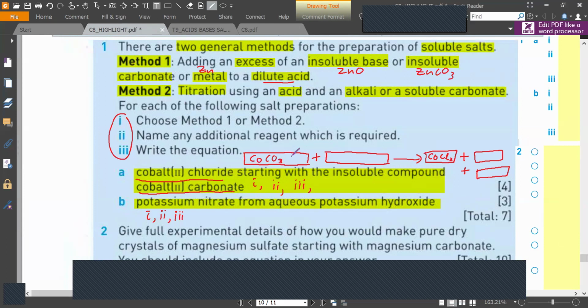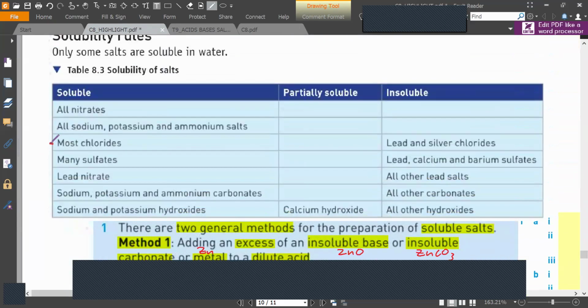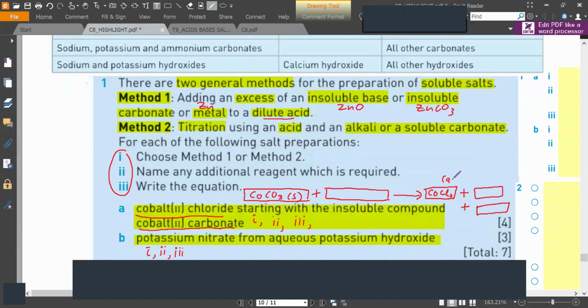Cobalt carbonate is insoluble, a solid. How about cobalt chloride? Chlorides are soluble except lead and silver, but we have cobalt chloride, so it is soluble. So we are preparing a soluble salt. First we need to work out which acid we should use.